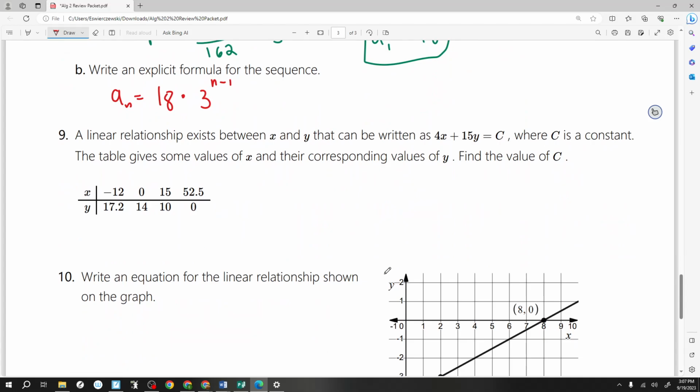A linear relationship exists between x and y and can be written as 4x plus 15y equals c, where c is a constant. That just means a number. The table gives some values of x and their corresponding values of y. Find the value of c.